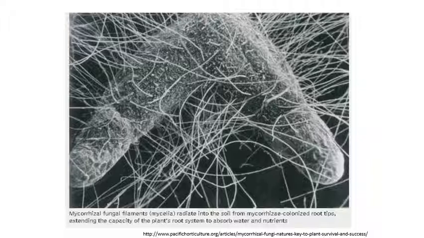If it wasn't for the mycorrhizae, that root tip would only be able to explore a very small amount of the space. The more soil space the plant can explore, the more it can find the small amount of available phosphorus in the soil and take it up before another plant does.